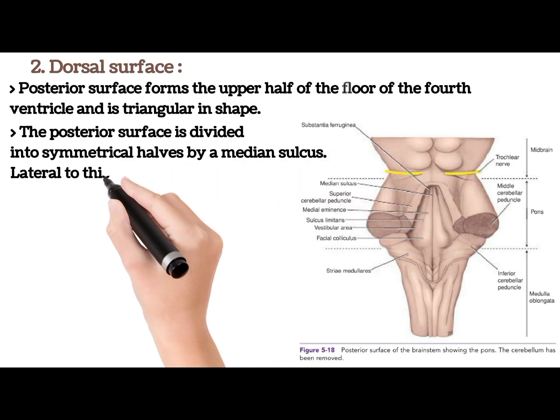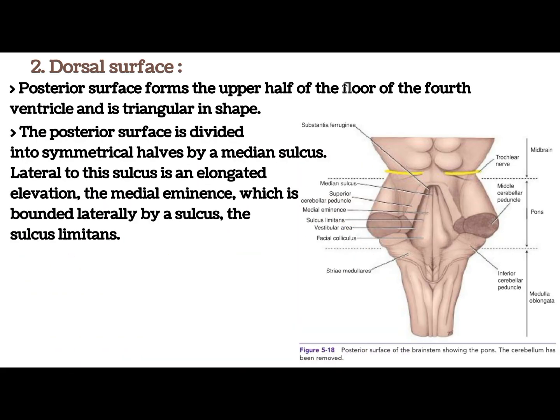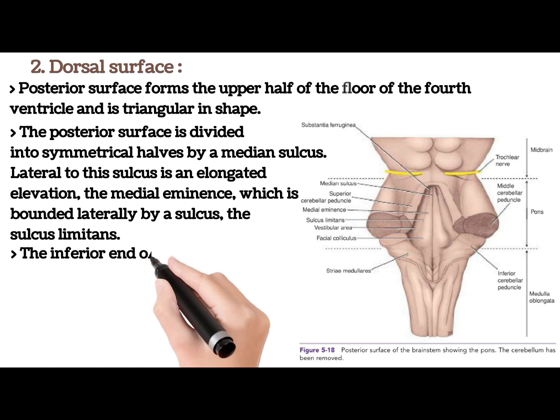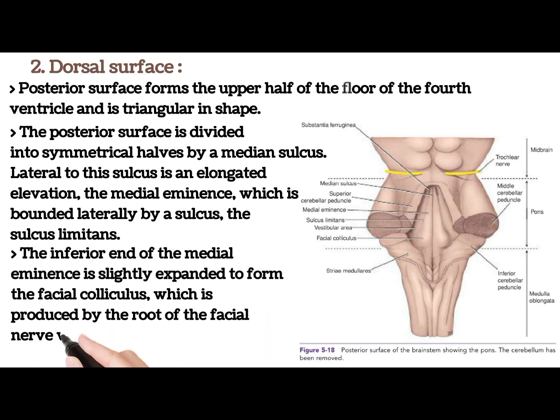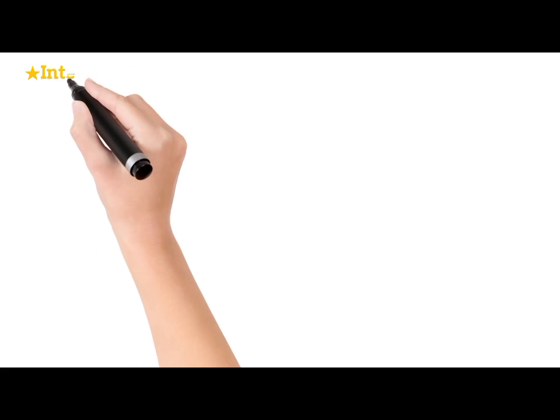The posterior surface is divided into symmetrical halves by a median sulcus. Lateral to this sulcus is an elongated elevation, the medial eminence, which is bounded laterally by the sulcus limitans. The inferior end of the medial eminence is slightly expanded to form the facial colliculus, which is produced by the root of the facial nerve winding around the nucleus of the abducens nerve. Now the internal structure of the pons.